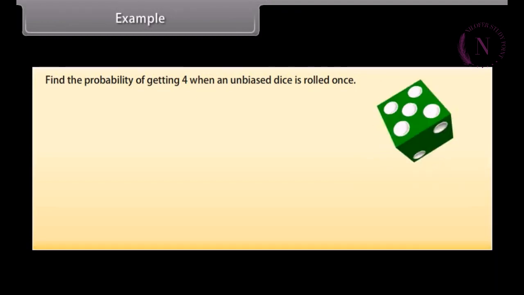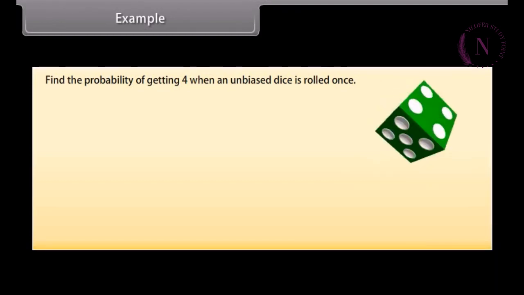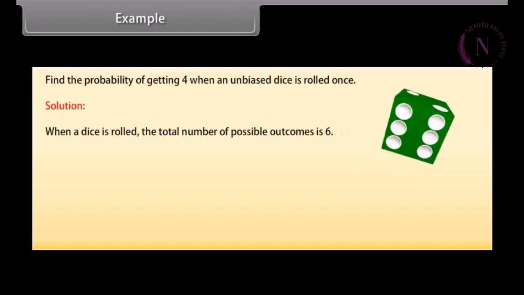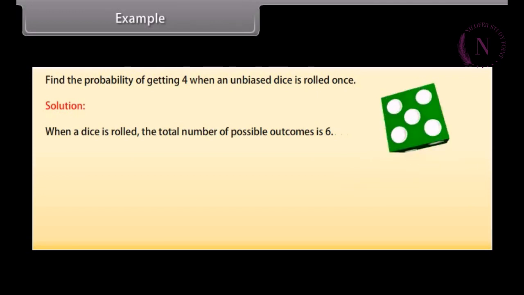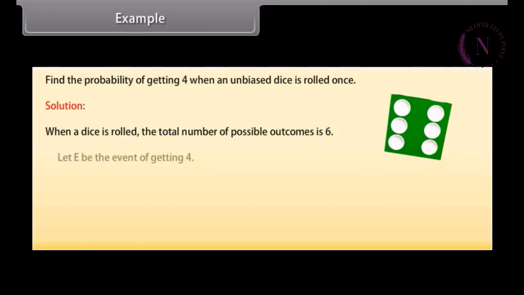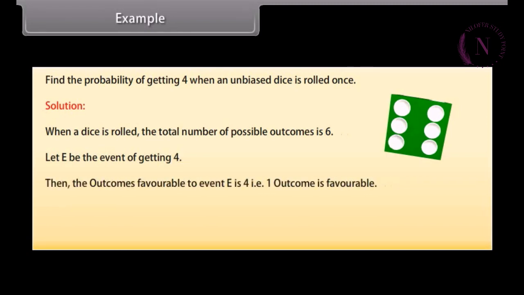Example. Find the probability of getting 4 when an unbiased dice is rolled once. Solution. When a dice is rolled, the total number of possible outcomes is 6. Let E be the event of getting 4. Then the outcomes favorable to event E is 4, that is, one outcome is favorable. Hence, P(E) is equal to 1 upon 6.